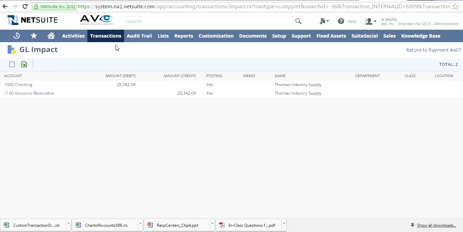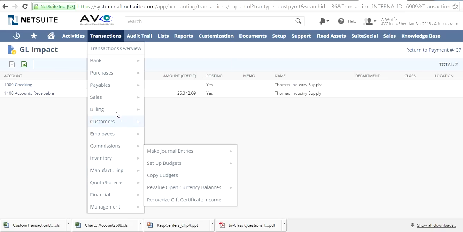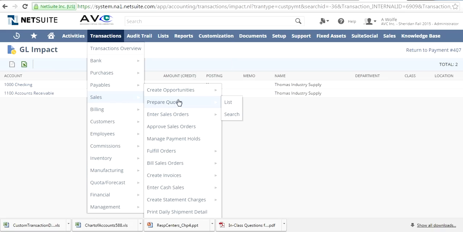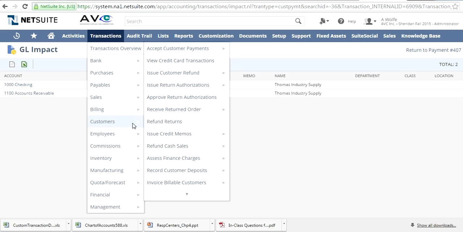And if you recall, if you look at transactions and then you go to customers, sales, let me find sales, okay, you can take care of your applications of payment through here versus accept customer payments, not through sales.